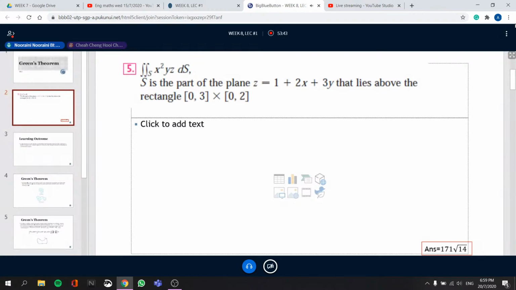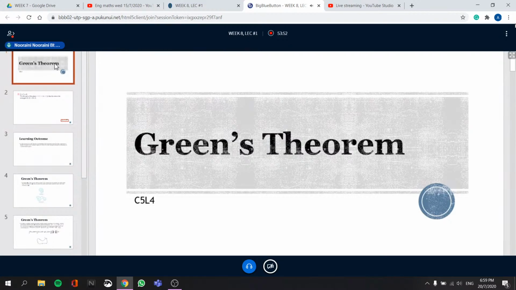So I proceed with what we are going to cover. We proceed with our content. So we have here Green's theorem. What is Green's theorem? This is basically the last three parts of your chapter 2, still chapter 2. This is part of the line integrals.